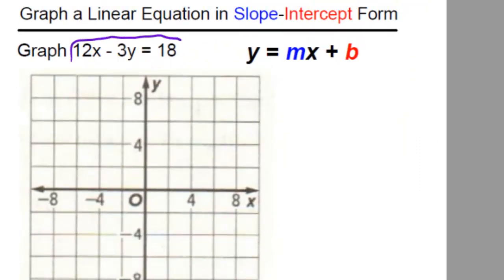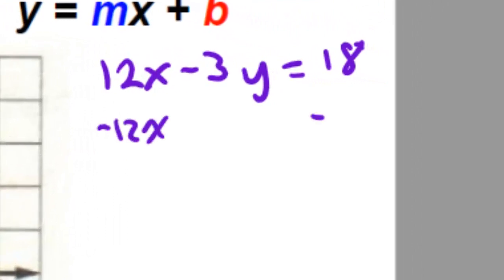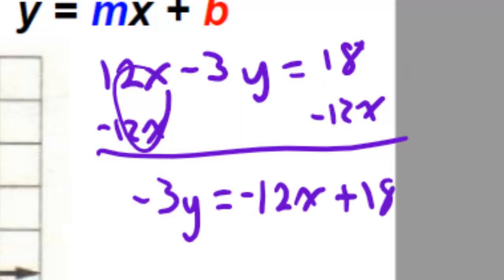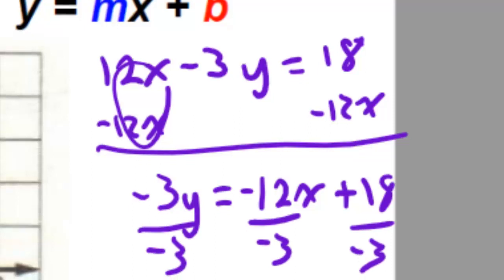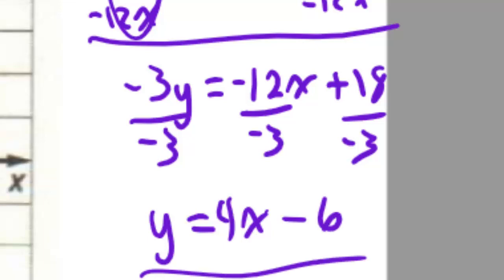We're going to do the same thing again here, graph the linear equation in slope-intercept form. The difference is this problem is not written in slope-intercept form, so I want to rewrite it first. So the first thing I want to do is get rid of the 12x, so I'm going to subtract 12x from both sides. That zeroes out, leaving me with negative 3y equals negative 12x, which I'm going to bump up front because that's what slope-intercept form looks like, plus 18. And the last thing I'm going to do is get rid of the negative 3 by dividing everything by negative 3. This gives me a positive y equals positive 4x, and 18 divided by negative 3 will give me a negative 6. And this is my slope-intercept form.